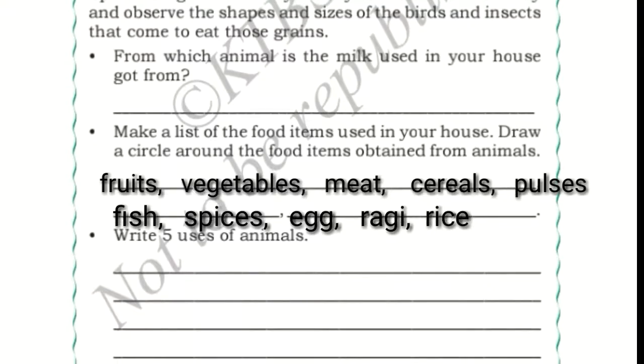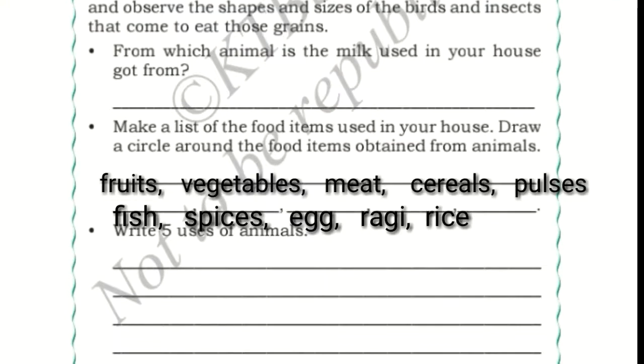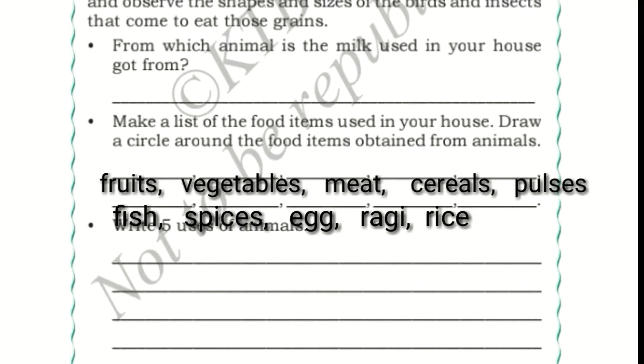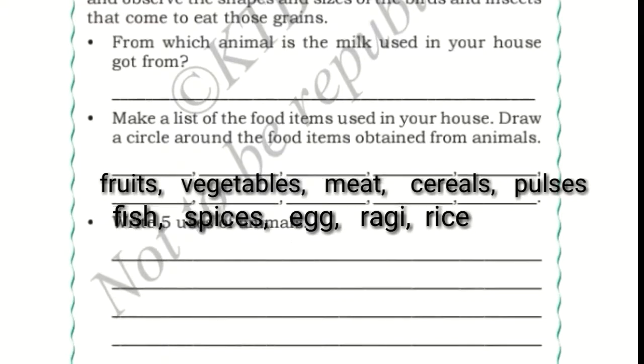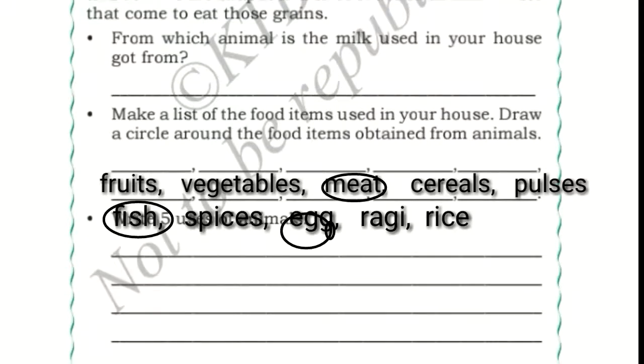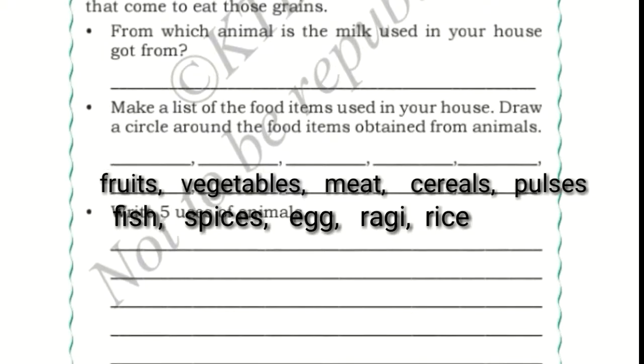Okay, so these are all the food items which we use in our house. Now let us put a circle for the food obtained from the animals. We will put a round mark for the meat. We get meat from the animals. We get egg from hen, so egg. Fish, we get fish also from animals.